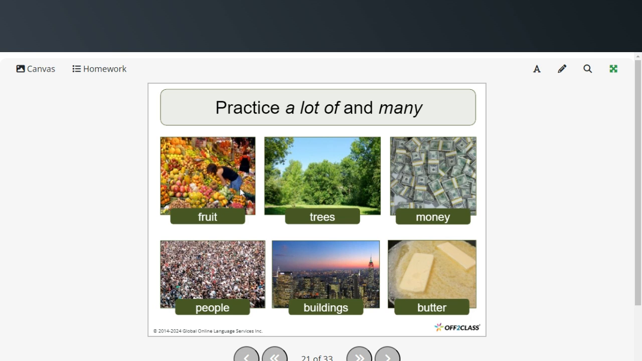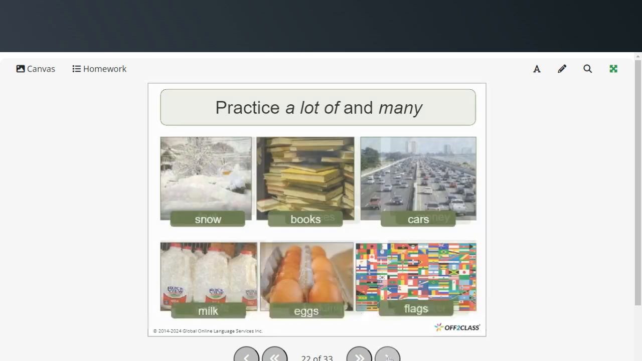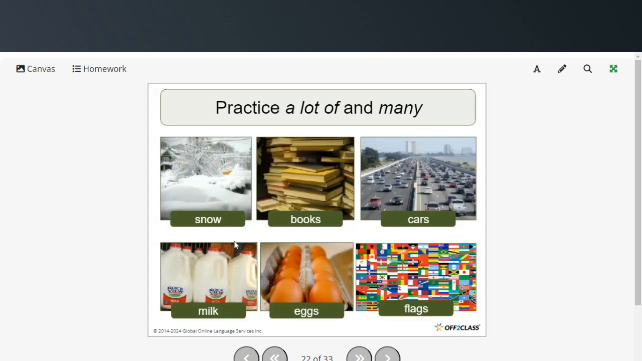So there is a lot of fruit. There are many trees. There's a lot of money. There are many people, or there are a lot of people. There are many buildings, or there are a lot of buildings. There is a lot of butter. There is a lot of snow. There are a lot of books, or there are many books. There are a lot of cars, or there are many cars. There's a lot of milk. There are many eggs, or there are a lot of eggs. And there are many flags, or there are a lot of flags.